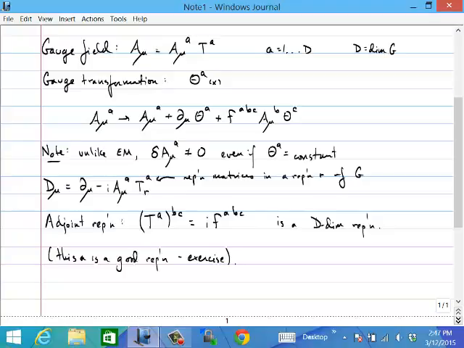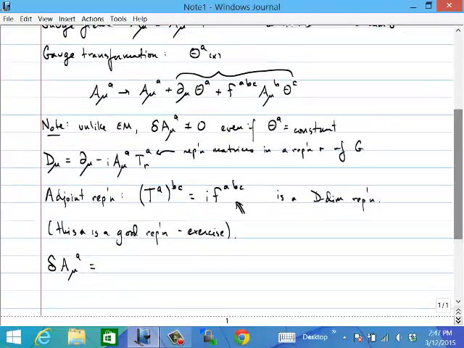Okay. So why is the adjoint representation useful? Well, just compare this form for the representation matrices in the adjoint to this particular combination of the derivative of theta and the structure constant F^ABC times A times theta. And you'll see that you can economically write the expression for the variation of the gauge field under a gauge transformation as the covariant derivative in the adjoint representation.